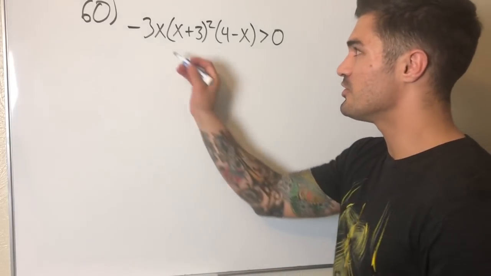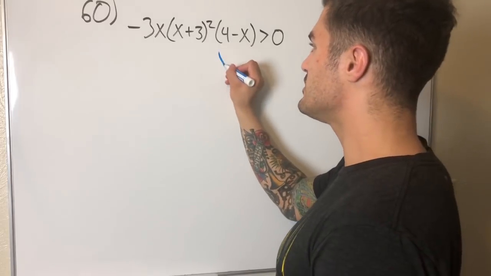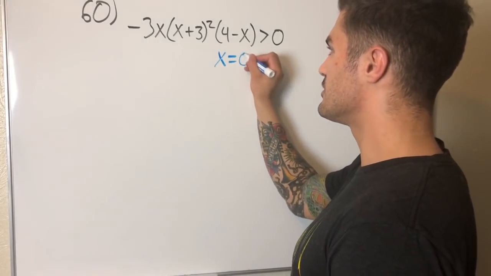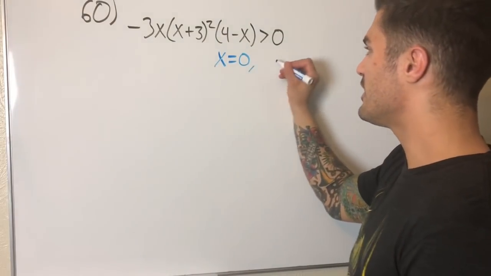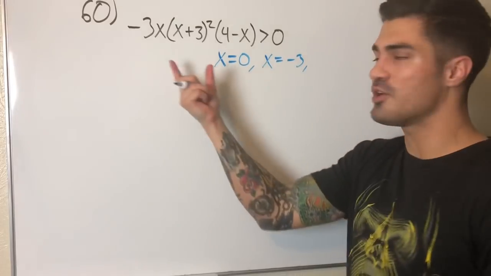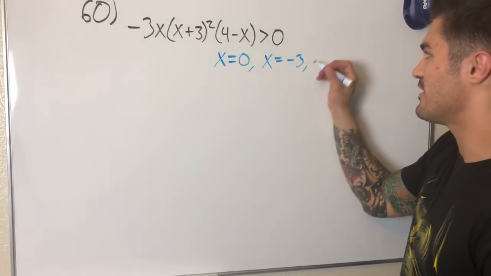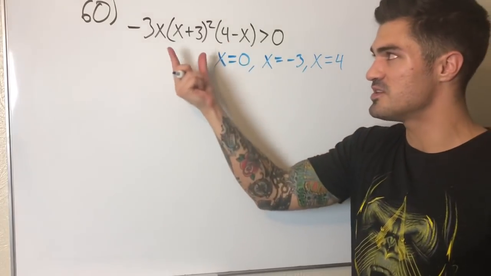So what are our zeros? Let's see, I can set -3x equal to 0. So I have x equals 0 as one of my zeros. X plus 3, I can set that equal to 0. And I have x equals -3, that's one of my zeros. I trust that y'all can find zeros, that's why I'm just kind of writing these out. And then I have x equals 4, all right? I set basically each one of these pieces equal to 0.